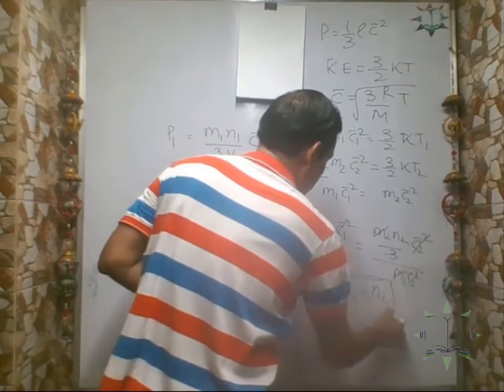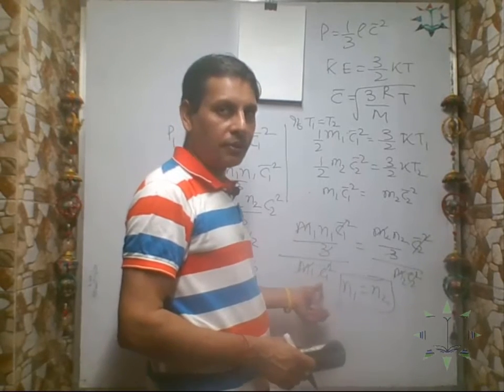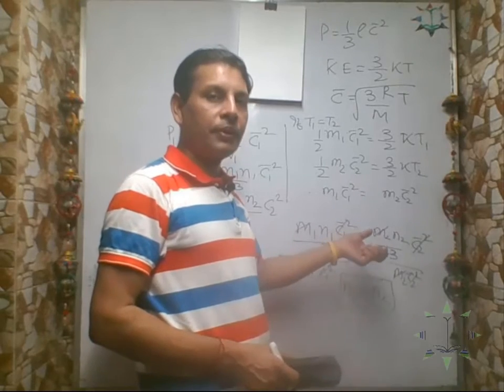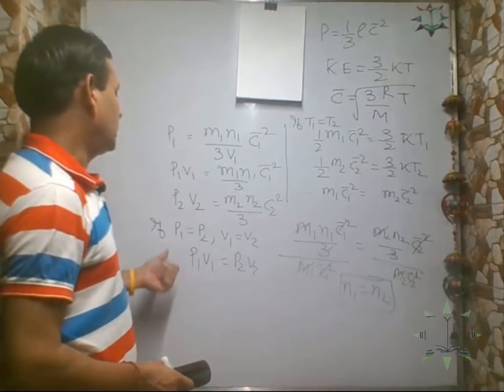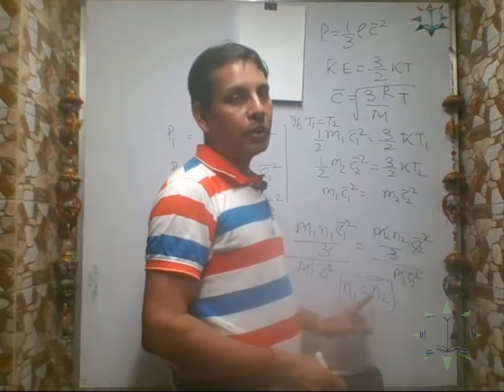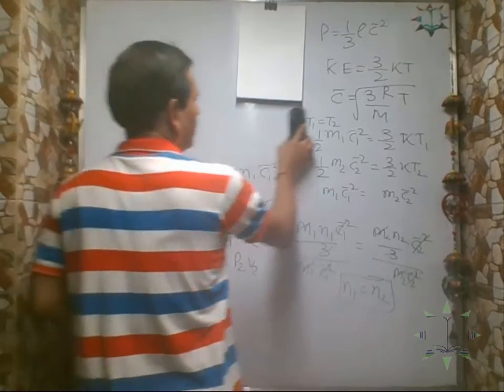So what is n1? The number of molecules in the first gas. What is n2? The number of molecules in the second gas. So we have now proved that if pressure, volume, temperature are same, then the number of molecules is also same. Okay. So we have proved Avogadro's law.